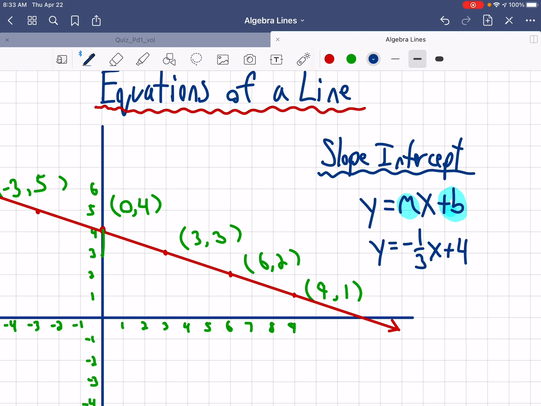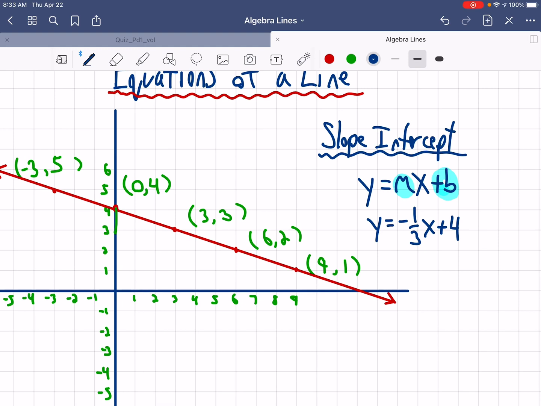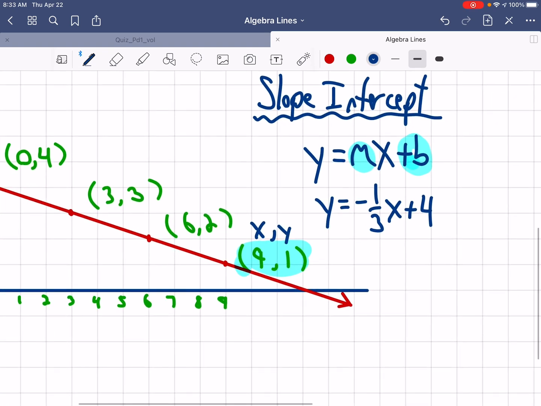Now, just to prove that any of these points belong to that line, I can plug in any xy value right now, and you can see what happens. So if I plug in, let's say 9, 1, we're going to focus on this point right here. This is an x value, and this is a y value of a point that's on my line. So if I plug in that x value over here, I'm going to replace that x with the 9 and replace the y with a 1.